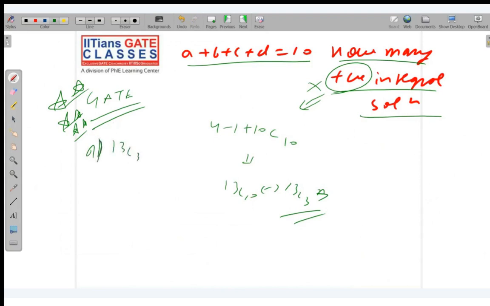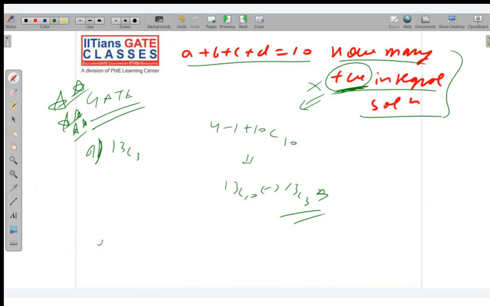Many of you will take this option in excitement because we have done this question many times. But since they have not asked for non-negative integral solutions, this is my answer only for non-negative integral solutions, because non-negative means 0 is included, but now 0 is not included. 0 is not a positive number, so we have to apply this constraint also, positive. So what should be the answer now?